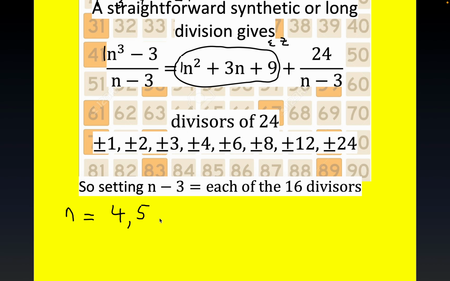Add 3 to 3, and you get 6. Add 3 to 4, and you get 7. So far, we're just counting here. Add 3 to 6, and you get 9. Add 3 to 8, you get 11. 3 to 12, you get 15. And then add 3 to 24, and you get 27, right? And again, you can just check. If you put a 27 right here, you just get 24 over 24, which is 1. If you put 15 right there, you get 24 over 3. So it's not very hard.